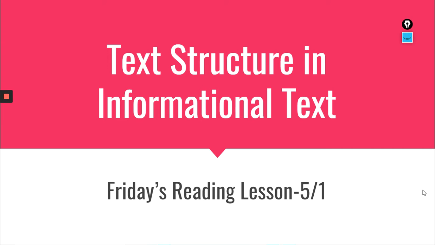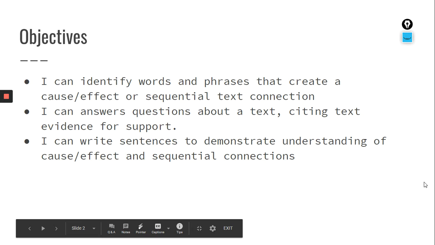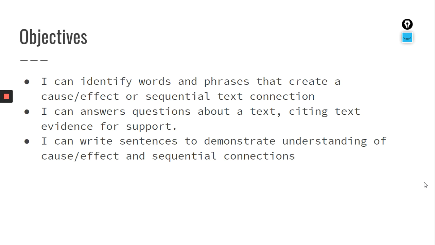Authors have different ways that they use to give you information. And so different text structures create different understandings of information. And so today we're going to focus on two of those. So let's talk about the learning objectives that we're going to talk about today.